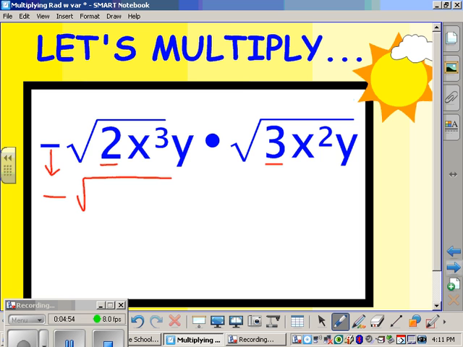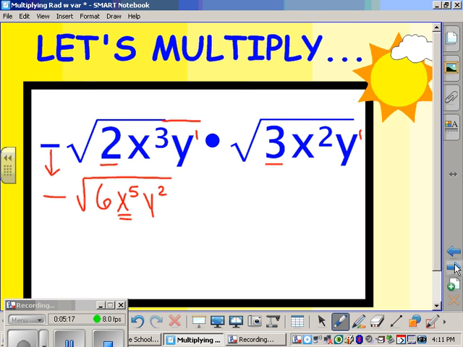So first let's combine everything under the radicals into 1. Multiplying the 2 and the 3, we get 6. To combine the x's together, we add their exponents, getting x to the fifth. Then we'll add the exponents of the y's, getting y squared.